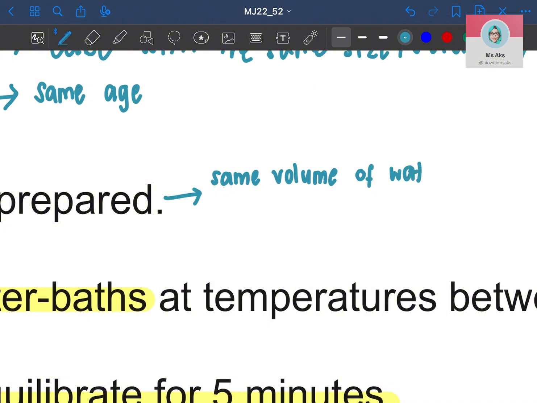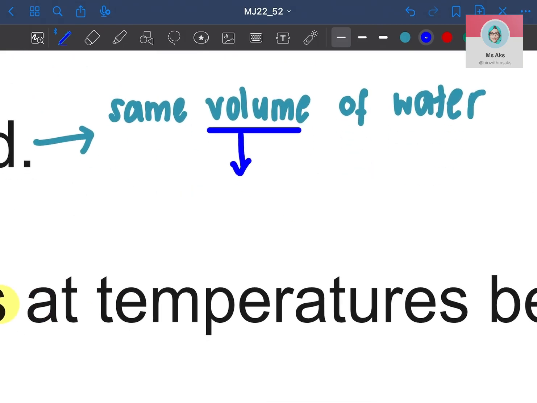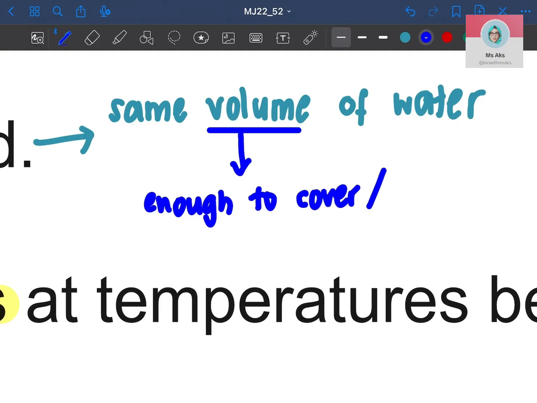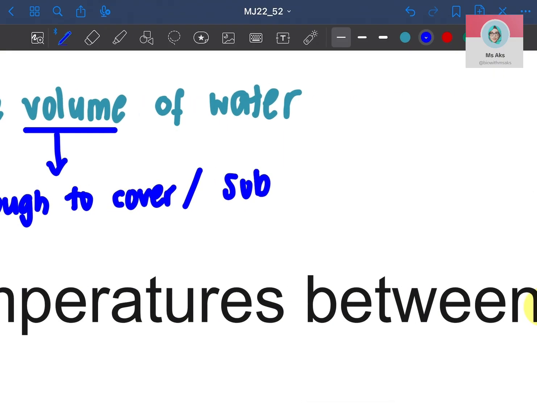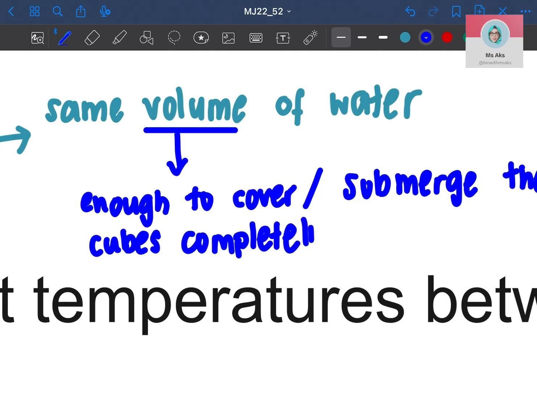Okay, you can use the same volume of water. When deciding what volume to use, you need to make sure that whatever volume is used is enough to cover the cubes completely. Cover or submerge. And of course, that will depend on how you would be cutting the beetroot in the first place.